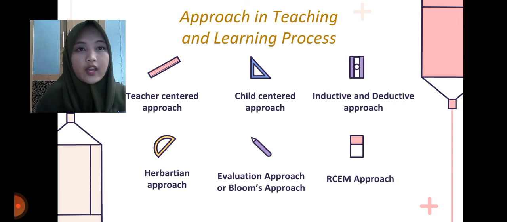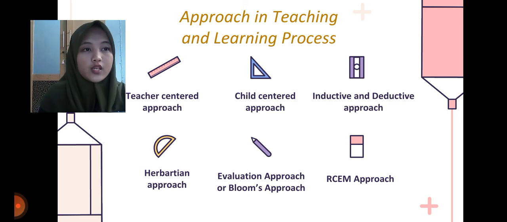Next, the Herbartian approach. This approach is given by John Frederick Herbart. He advocated that teaching should be planned actively if we intend to make it effective. This approach is based on the apperception mass theory of learning. The steps are: preparation, presentation, comparison and abstraction, generalization, and then application.